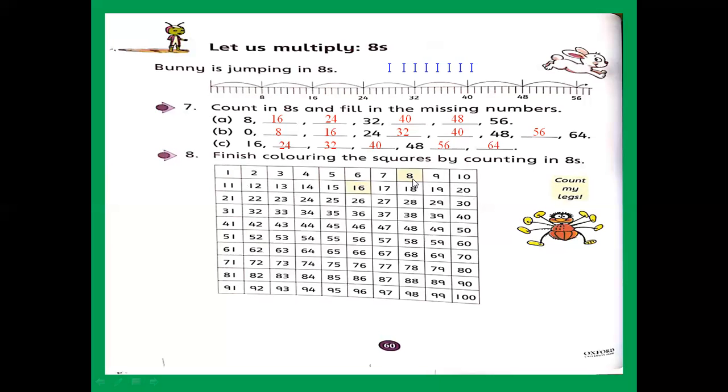So 1, 2, 3, 4, 5, 6, 7, 8. Color this one. Again, start: 1, 2, 3, 4, 5, 6, 7, 8. 8 comes again on 16, so color 16. Again count, start from 1, 2, 3, 4, 5, 6, 7, 8. So 8 comes on 24, so color 24. Again start from 1, 2, 3, 4, 5, 6, 7, 8. 8 comes on 32, so color 32. Mean color this box, this square. Again, start from 1, 2, 3, 4, 5, 6, 7, 8.